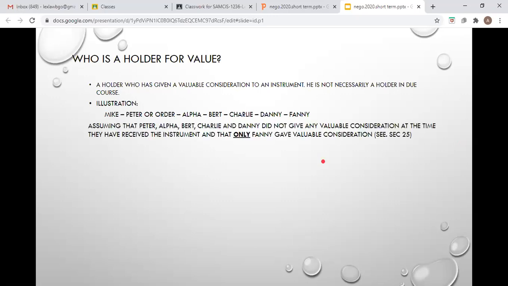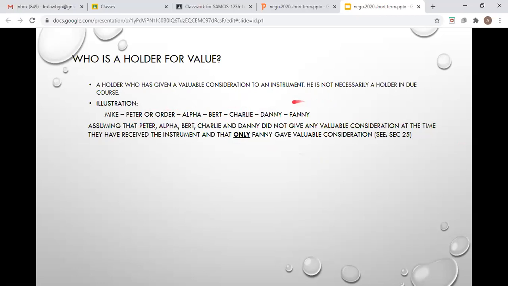Okay, so we will now work on these following assumptions. That Peter, Alpha, Bert, Charlie, and Danny, sila yung lima, did not give any valuable consideration at the time they received the instrument. So, Peter, Alpha, Bert, Charlie, and Danny are holders not in due course. So, if they are holders not in due course and it's shown that they did not really give valuable consideration at the time they negotiated or the time they received the instrument, then they are not qualified, they are not considered holder in due course.